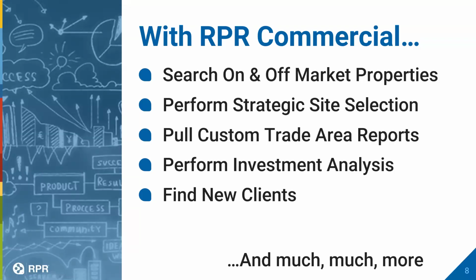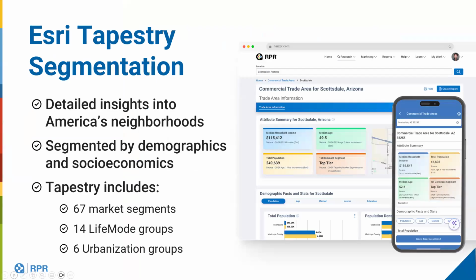I've already mentioned you've got your direct mail if you want to go ahead and access those mailing labels. But then you also have some AI tools and those reports that I mentioned that are ideal for an online campaign or as part of your direct mail campaign. So we're going to talk a little bit more about that. I want to mention before we get started a little bit about the Esri tapestry segmentation and what that really means. It's going to offer you a detailed insight into America's neighborhoods. It's going to be segmented by demographics, socioeconomics, and what you can see on the right of my screen here, median household income, the median age range, total population.